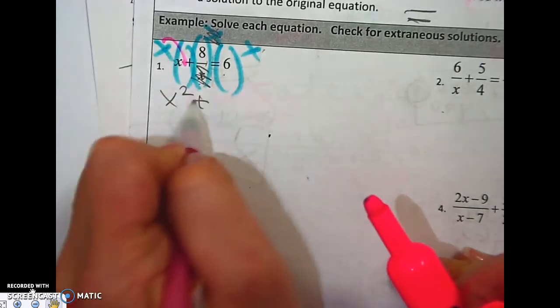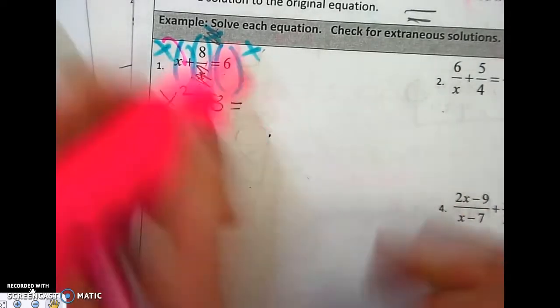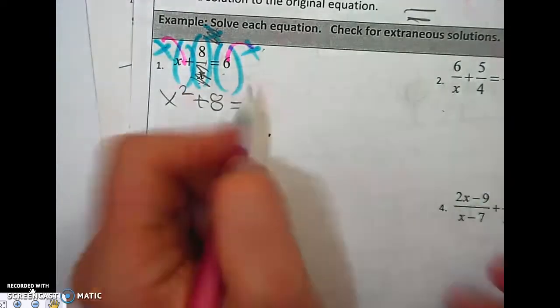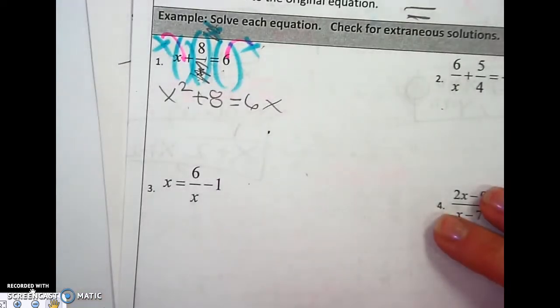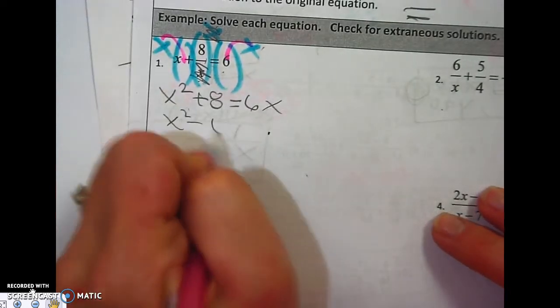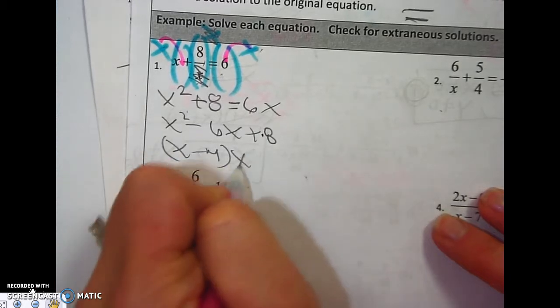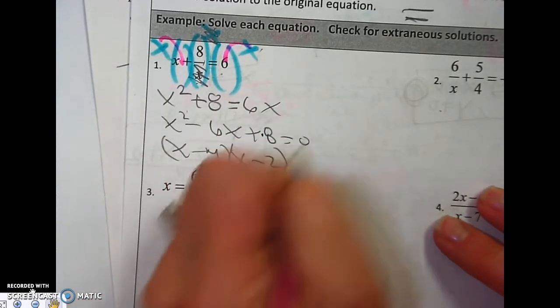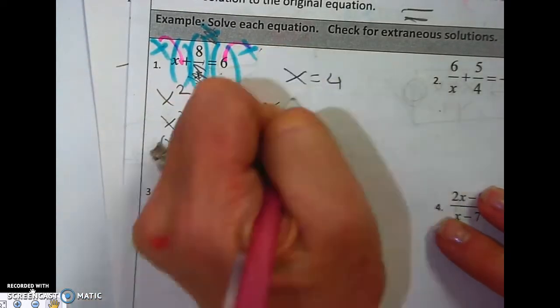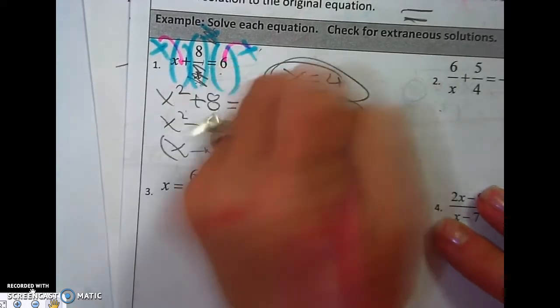Well, the whole idea was to get rid of the denominator, so that's gone. And I'm left with plus 8 equals 6 times x, 6x. Now, as soon as you see squared, you know you're going to have two answers. Set it equal to 0. And you get x equals 4, x equals 2. Okay?